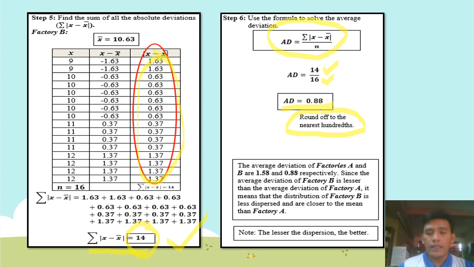We conclude that the average deviations of factories A and B are 1.58 and 0.88 respectively. Since the average deviation of factory B is less than the average deviation of factory A, it means that the distribution of factory B is less dispersed and closer to the mean than factory A. The lesser the dispersion, the better. Please take note of that. Again, the lesser the dispersion, the better.